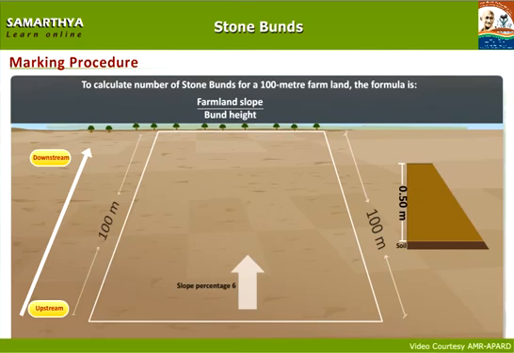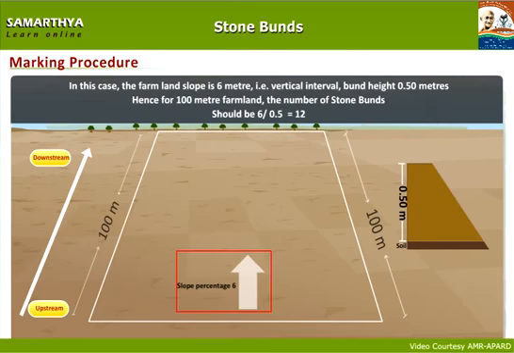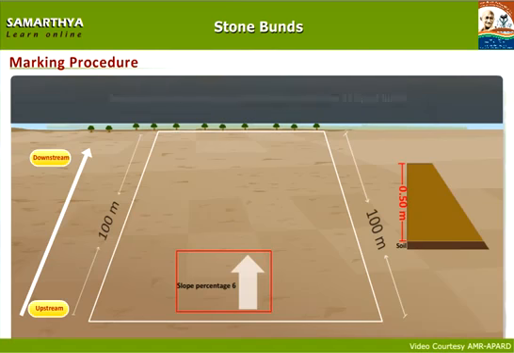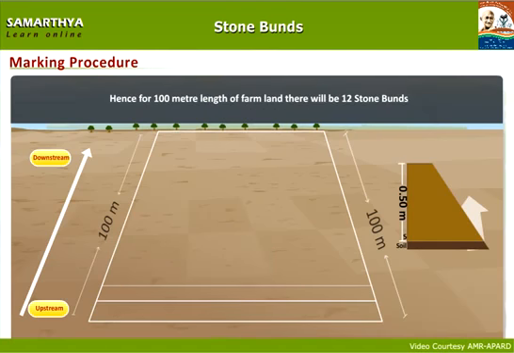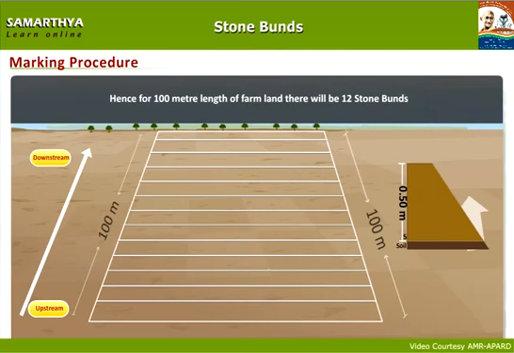To calculate the number of stone bunds for a 100-meter farmland, the formula is farmland slope by bund height. In this case, the farmland slope is 6 meters, that is vertical interval. Bund height 0.5 meters. Hence, for 100-meter farmland, the number of stone bunds should be 6 by 0.5 equal to 12. Hence, for 100-meter length of farmland, there will be 12 stone bunds.